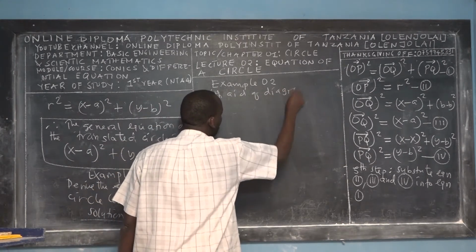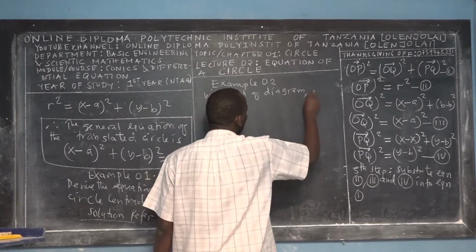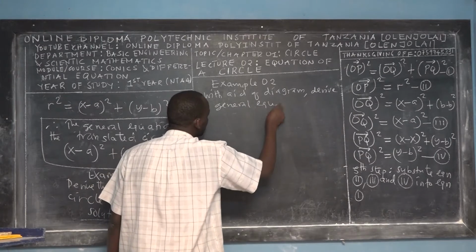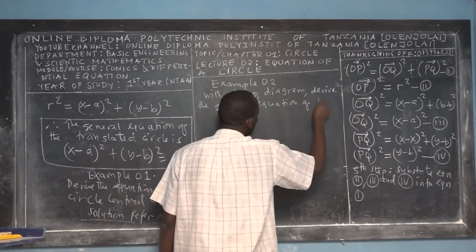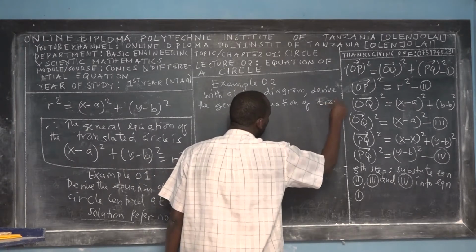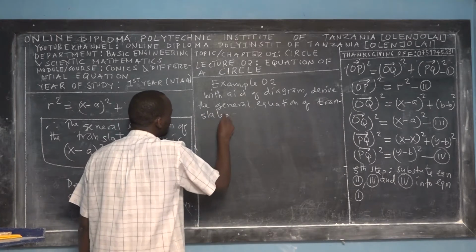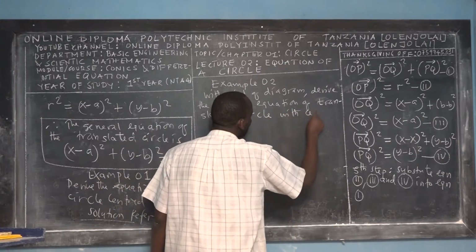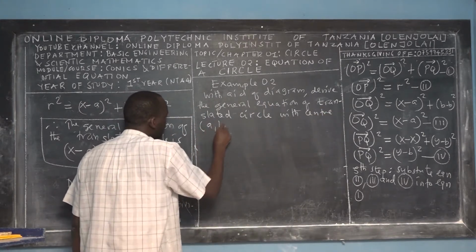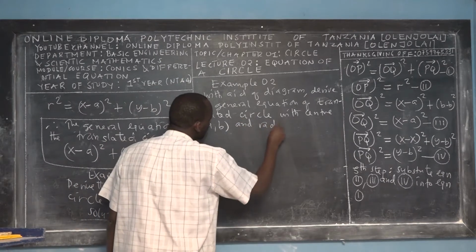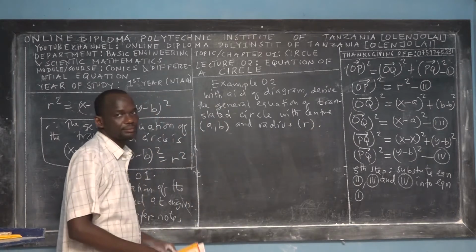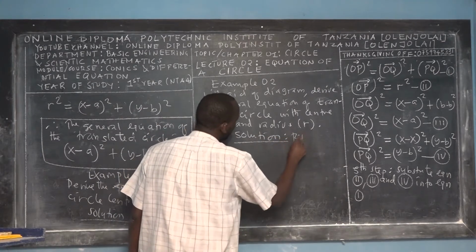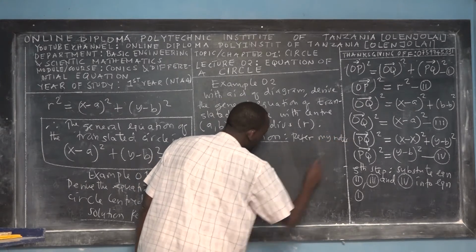Again, for the second equation, we find the questions stating like this one, example 2. With the aid of a diagram, derive the general equation of the translated circle with center (a, b) and radius R. Solution of this question, refer to my notes. Okay?